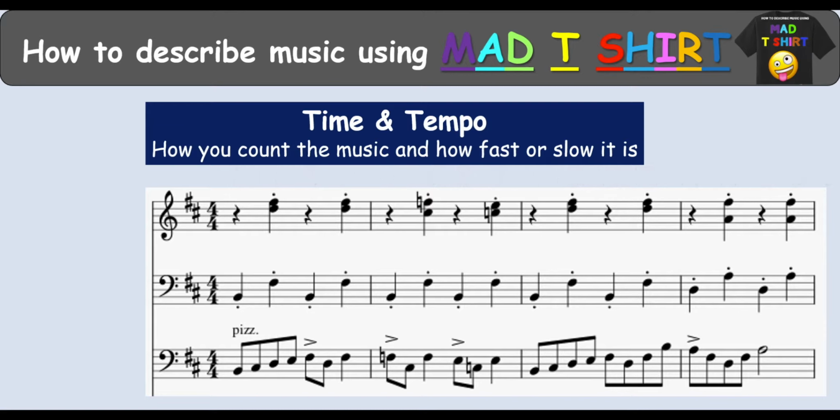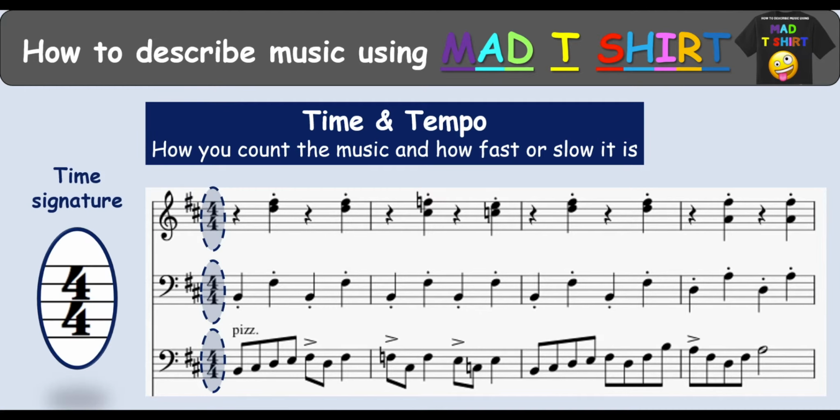Now, the time of the pulse can change depending on the piece of music. It could be counted in 4, or 3, or 6, or even 5, but 4 is by far the most common. How you count the pulse is written at the beginning of a piece of music here. It is called the time signature, as it tells you what time to count in. To find out what time to count in, simply look at the top number of the time signature.